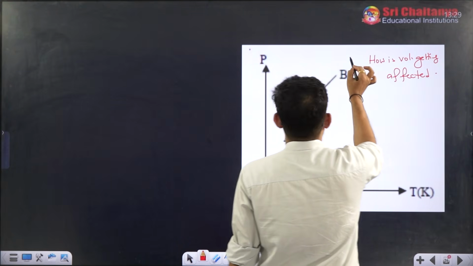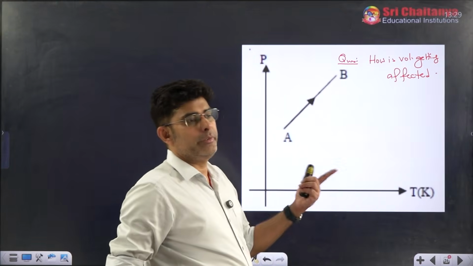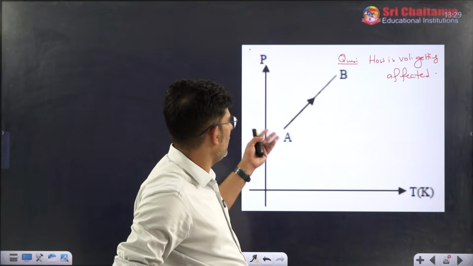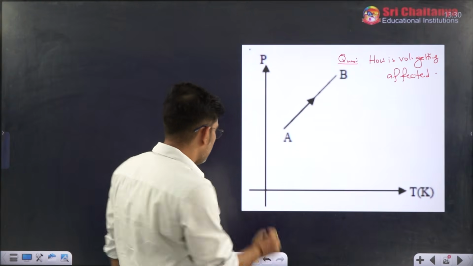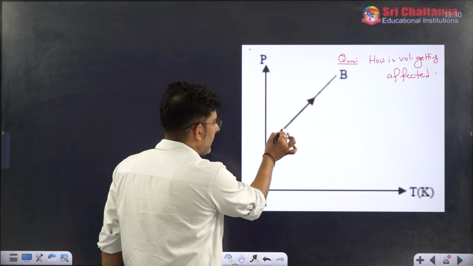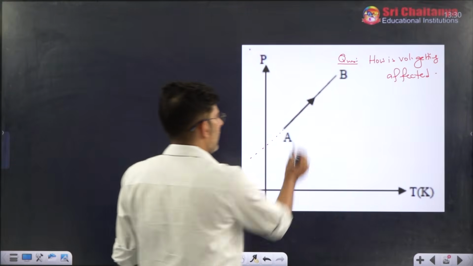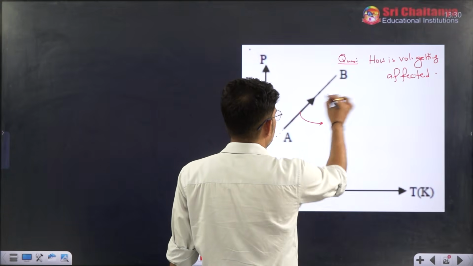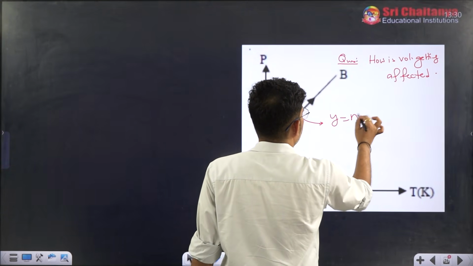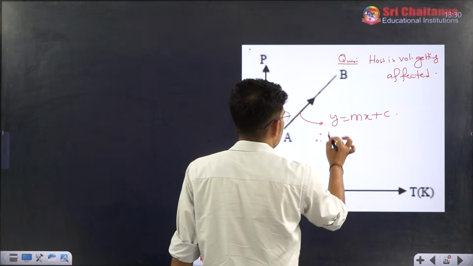So what happens here? Students think, achha, straight line, so that means volume will be constant. No, volume is not constant because the graph is not passing through the origin. Can you see the graph is not passing through the origin? Is it passing through the origin? Answer is no. So again, when you don't know, you write the equation: y equals mx plus c again. On the y-axis you have pressure.